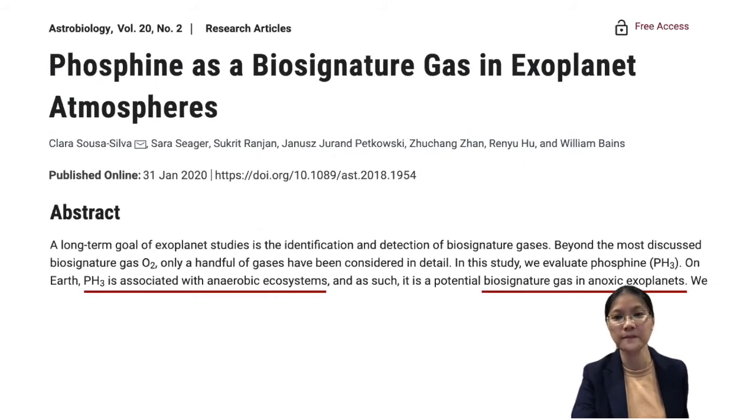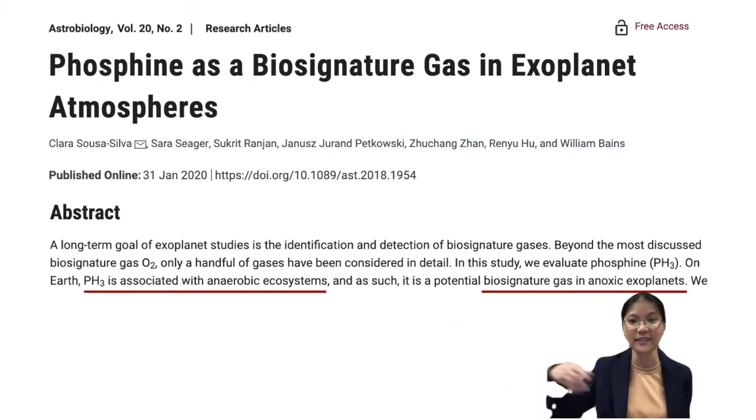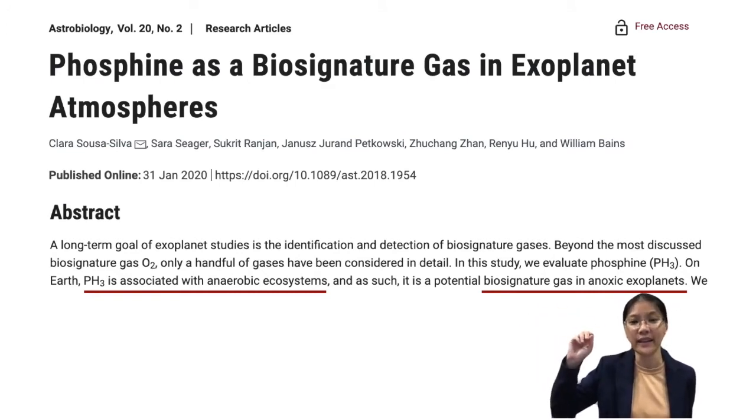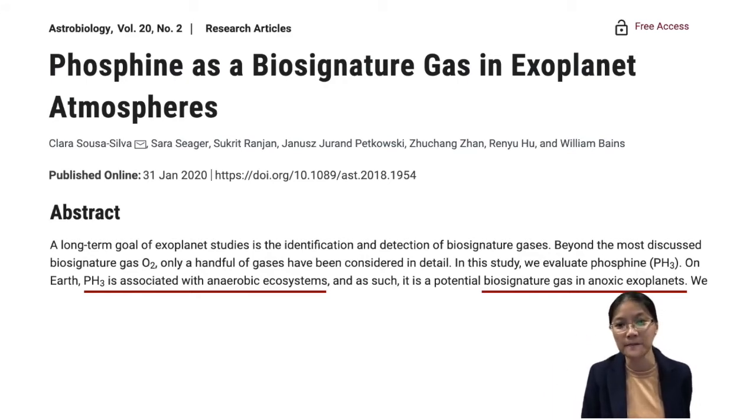Now, this is an earlier paper from January 2020 that proposed phosphine as a biosignature gas in exoplanet atmospheres. So the idea is to look for this in the spectra of exoplanets. That's what we talked about earlier, the planets orbiting around other stars. And that's actually a sign of potentially anaerobic ecosystems in those exoplanets without oxygen. Essentially, they also looked for this gas in Venus, and they found it.